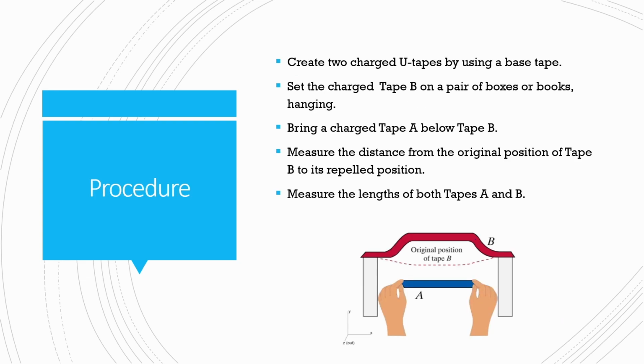So the procedure was as follows, and is actually the same as the previous lab. Create two charged U-tapes by using a base tape, set the charged tape B on a pair of boxes or books hanging, bring a charged tape A below tape B, measure the distance from the original position of tape B to its repelled position, and measure the lengths of both tape A and tape B.